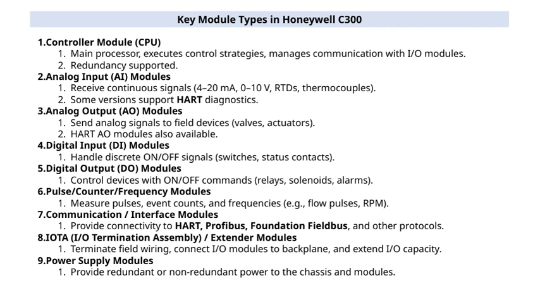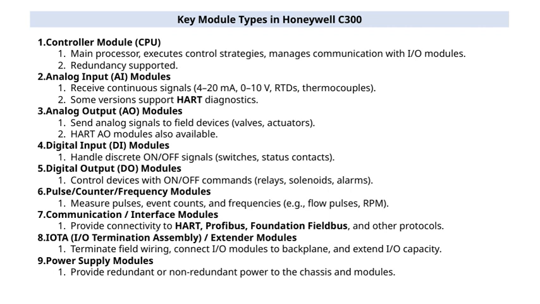Now, for digital signals, we have the digital input modules, which handle discrete on-off signals from switches or status contacts. These are vital for simple binary data collection. Complementing that are the digital output modules, which control devices such as relays, solenoids, or alarms with on-off commands. They essentially turn devices on or off based on control logic.